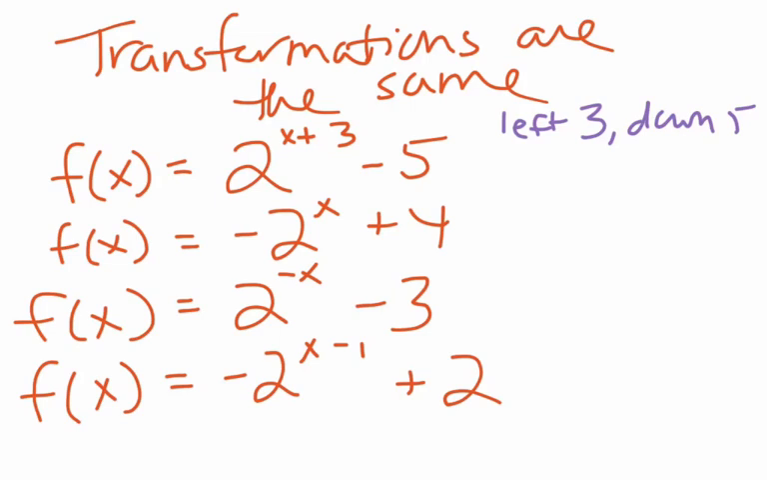So inside, we mean inside the exponent. This one does not have anything inside the exponent, so there's no left or right. There is an up 4 though. And then as before, when you see a negative out in front, that is a flip over the x-axis.